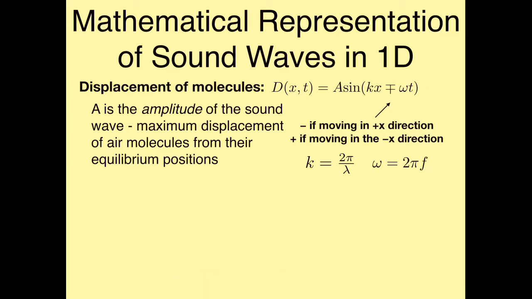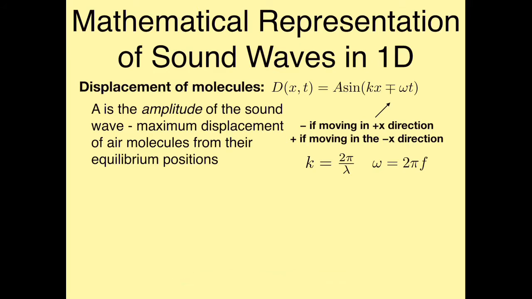And how do we interpret the sign here? Well, it's going to be negative if our wave is moving in the plus x direction, and we're going to choose the positive sign if we're moving in the minus x direction. Also, remember that k is called the wave number. It's given by 2 pi over lambda. And omega is the angular frequency. It's 2 pi times f, where f is the frequency. Also, A is called the amplitude of the wave.